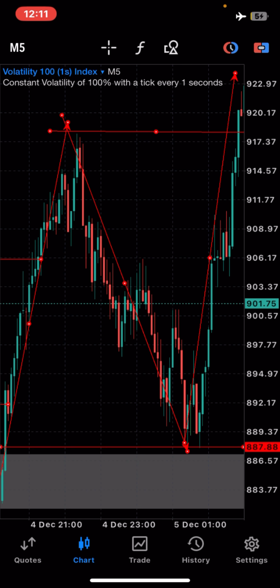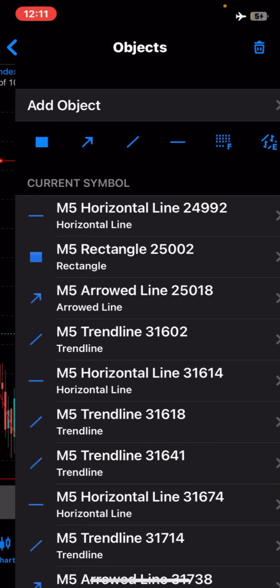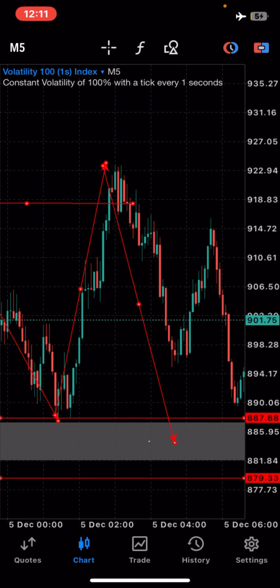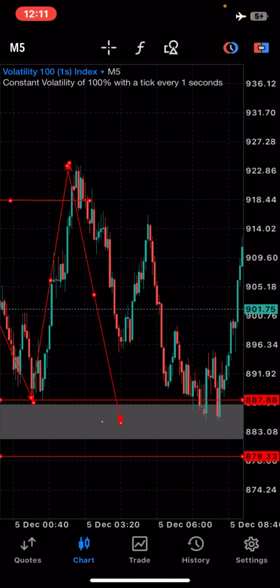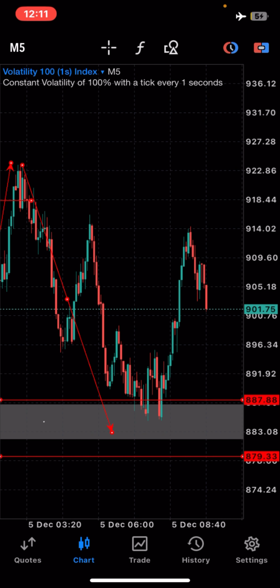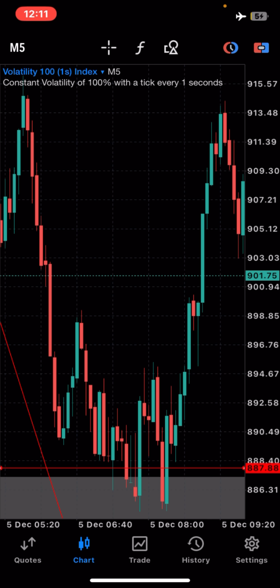So what did price come and do? Okay, we're now expecting price to do what? Sell from this area and go all the way down here. What did price do? Did exactly that. Look at that. Got into there. We got our confirmation candle.